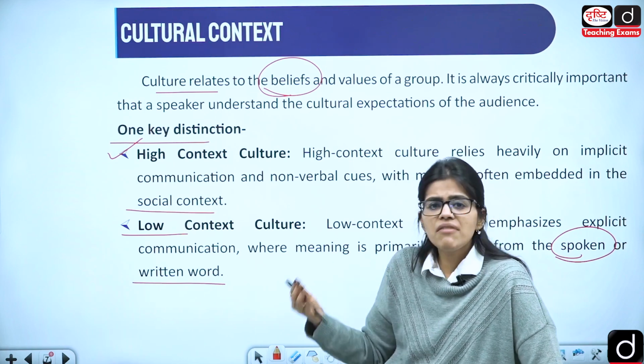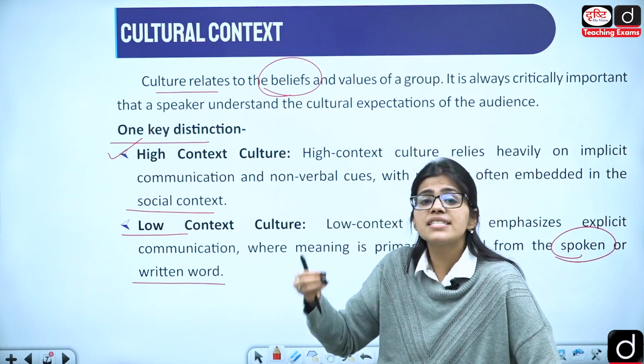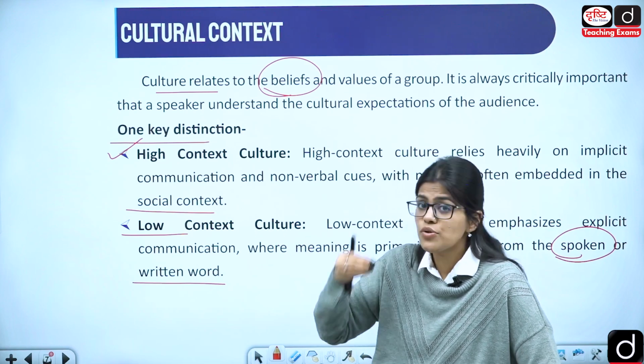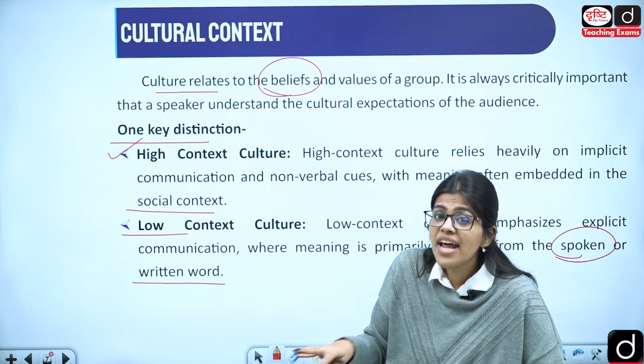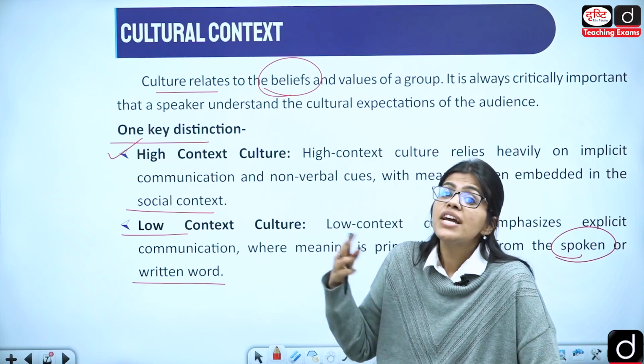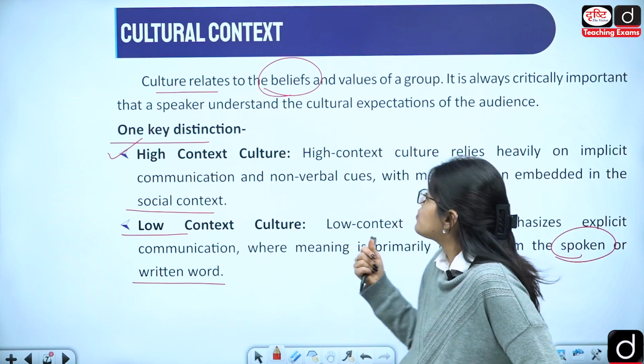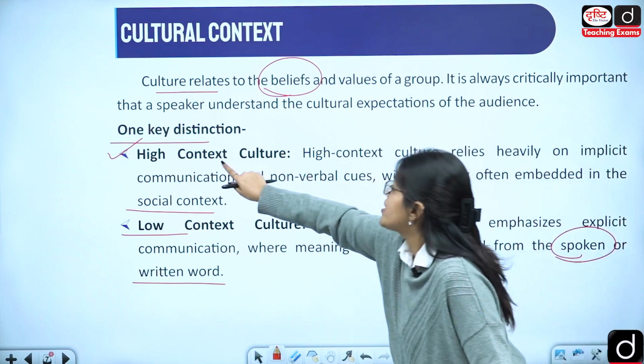So if you're talking to someone and you are angry, the words that you are speaking become more important. The underlying meaning and the context that you are referring to is not paid heed. That is the low context culture.